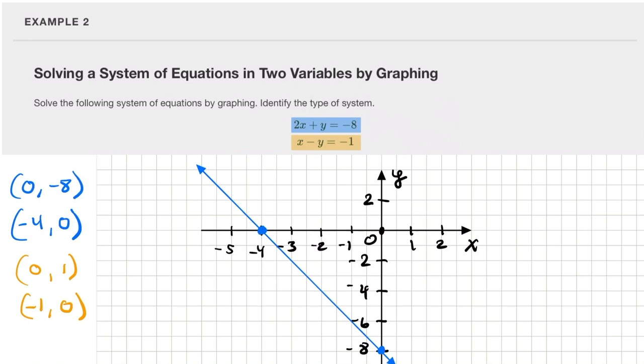Okay, so that looks pretty good for the blue graph. And then orange, we have 0, 1, which is here. And then negative 1, 0 is here.